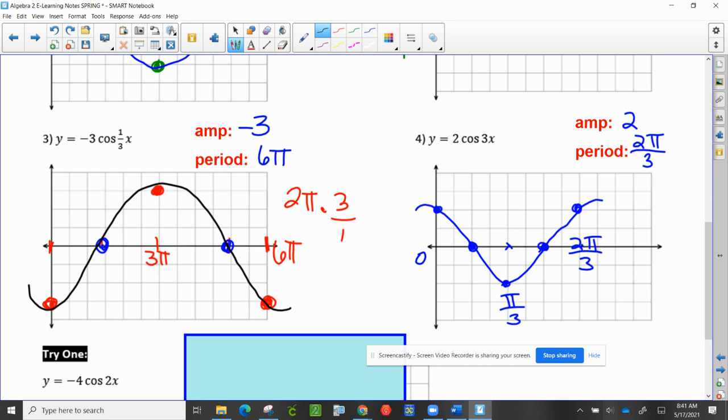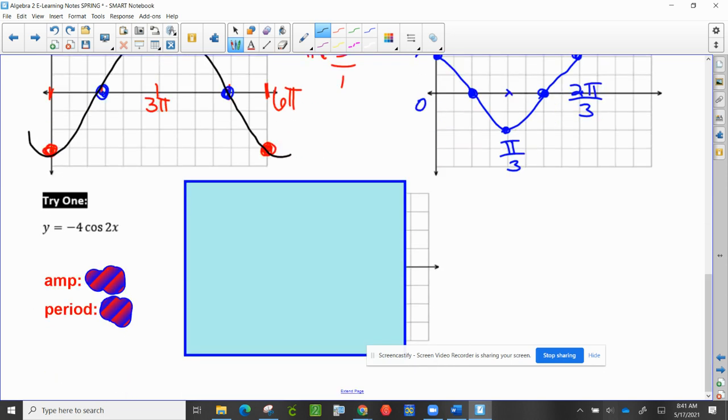Okay, so you can see when we have a negative in front how that flips the graph. That's just a transformation. Okay, but it doesn't change your steps. You always start and end at your amplitude. Find your halfway point for your other side of your amplitude. Halfway between there is your x-intercepts.